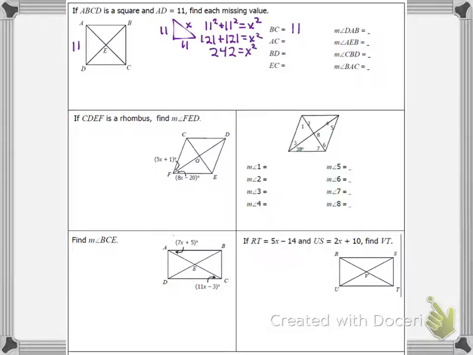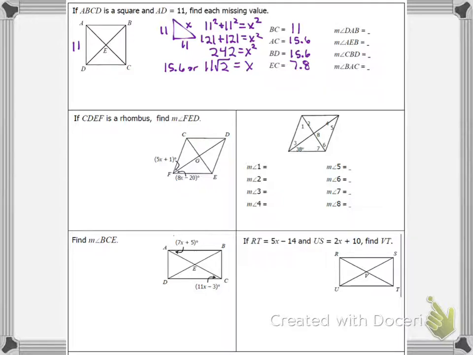242 equals x squared. So x comes out to be two options. We can either write this as 11 root 2 or about 15.6. Now, later on, we see more of dealing with radicals and simplifying them, and even a special type of triangle from this. So for right now, let's just write 15.6 and call it an approximate by rounding, and we'll be good there. EC would be half of that, which would be about 7.8.